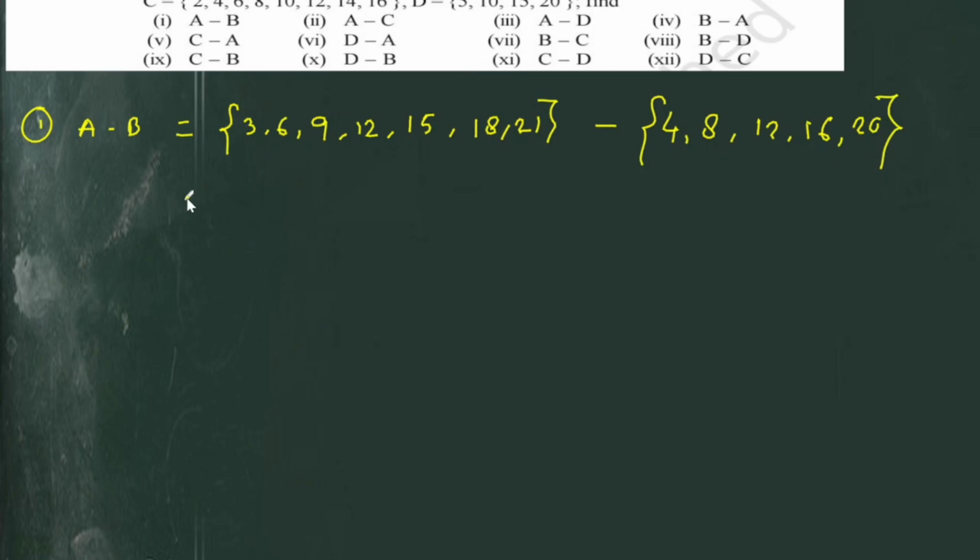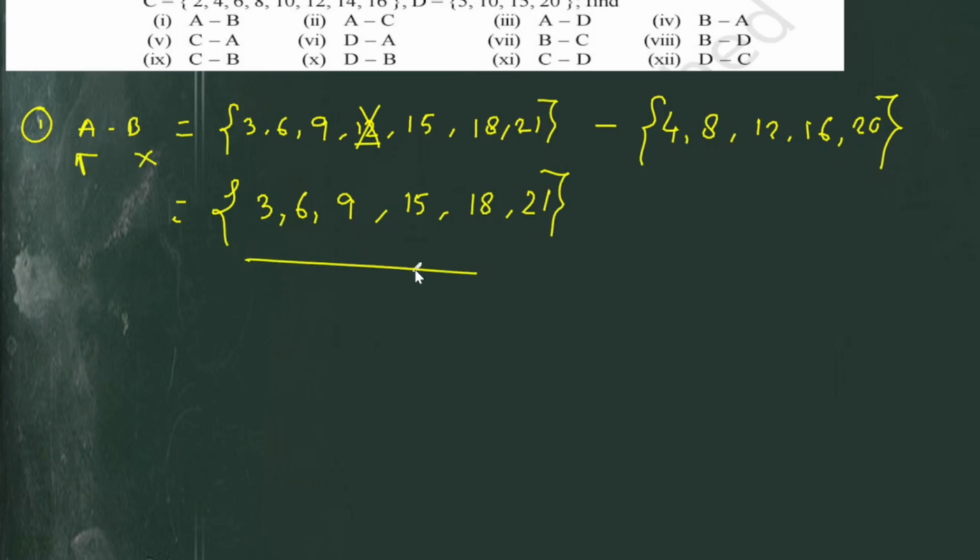Now we have to subtract the element of B from A. So we have to see which element of B is contained in A. 4, there is 4, no. 8, no. 12, yes, 12, so you have to remove this one. 16, no. And 20, no. So the result will be 3, 6, 9, 15, 18, 21. The elements which belong to A but not to B. So this is the result.